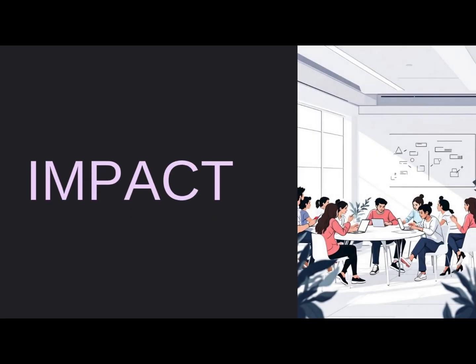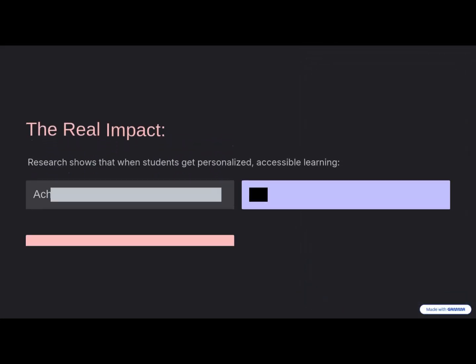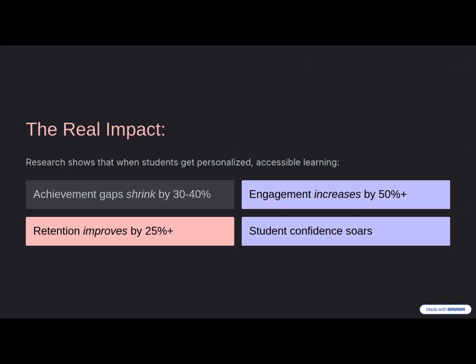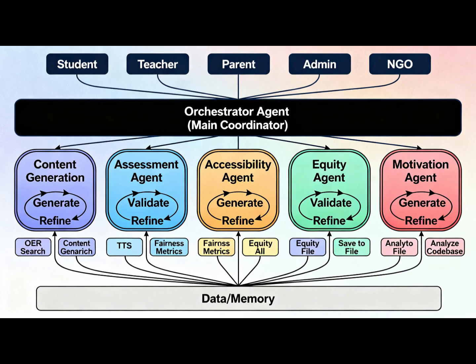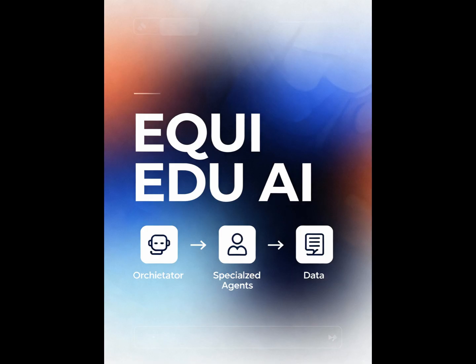Let's talk about the impact it shows. Research shows that when students get personalized, accessible learning, achievement gaps shrink by 30 to 40%, engagement increases by 50%, retention improves by an average of 25%, and student confidence will increase a lot. That's why I built this, not just for a capstone, but because millions of students deserve better. So that's EQUI EDU AI, a multi-agent platform for fair, accessible, personalized learning.